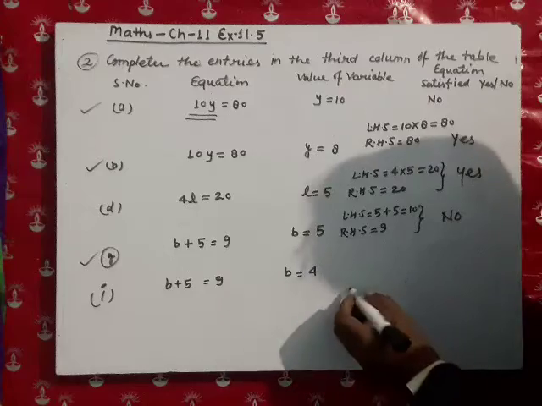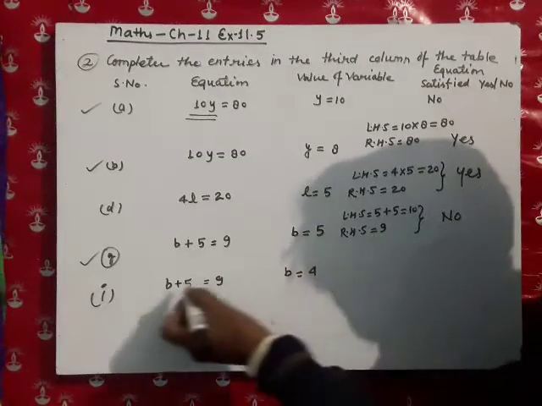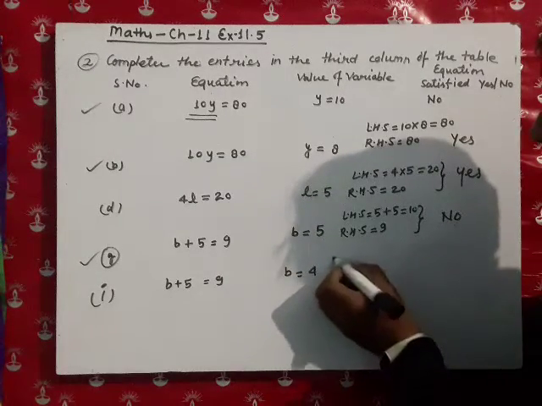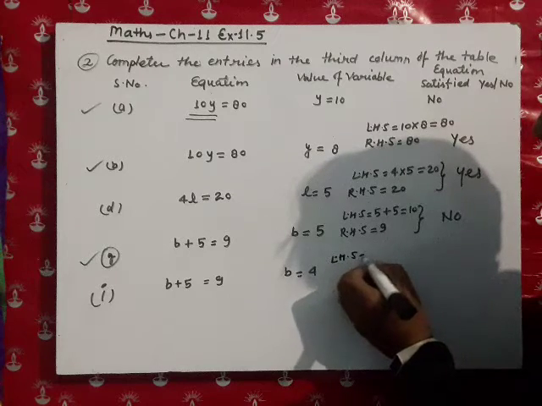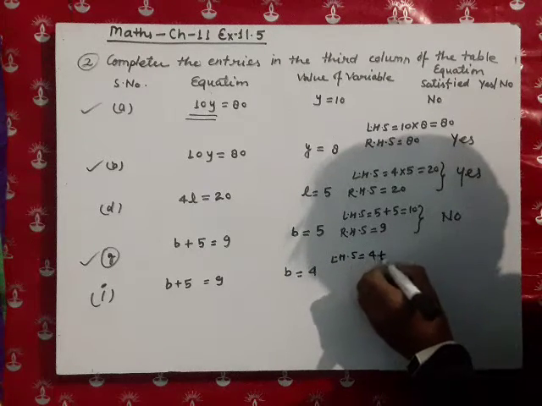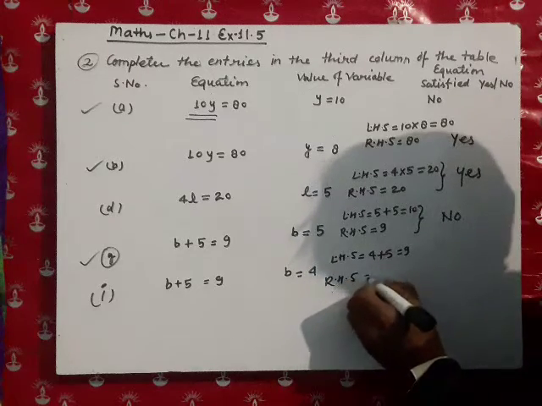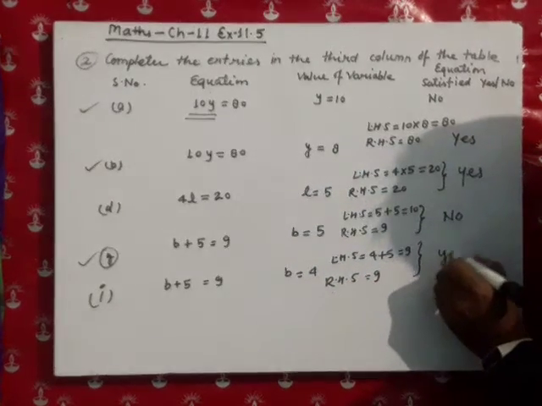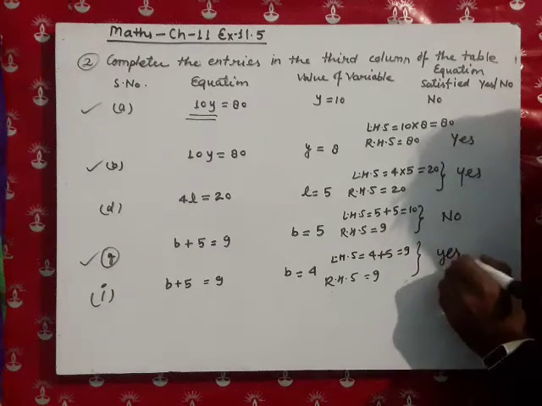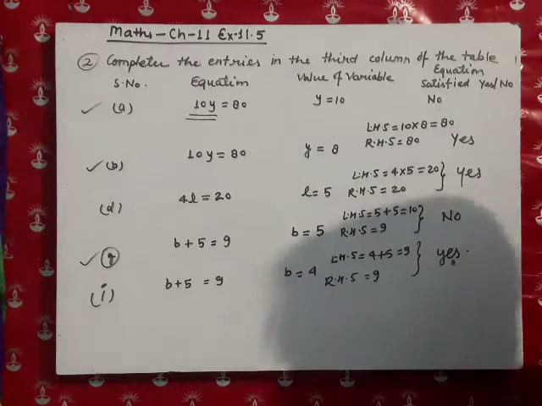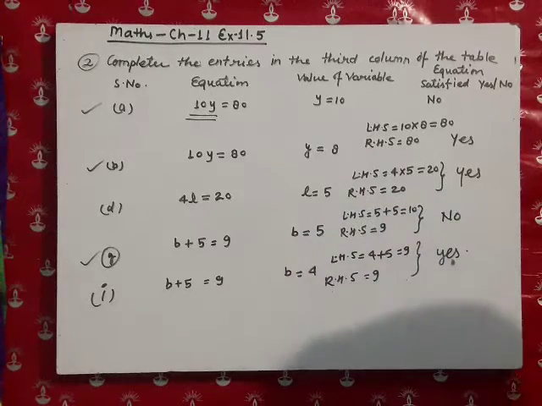Here I am going to the I part. Here again we are placing the 4. So the LHS is 4 plus 5, that is 9, and the RHS is also 9. So that means this is satisfied. The same thing we have to do in all the parts, and then we have to complete this table. So you have to do the remaining parts by yourself.